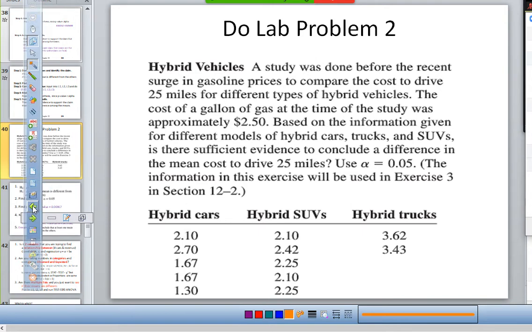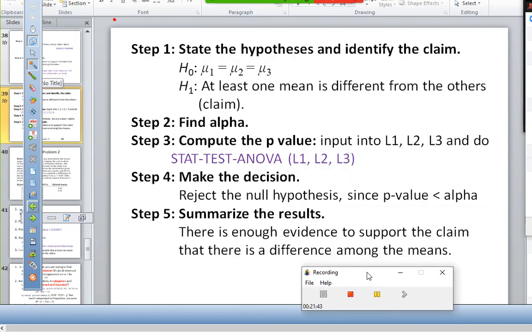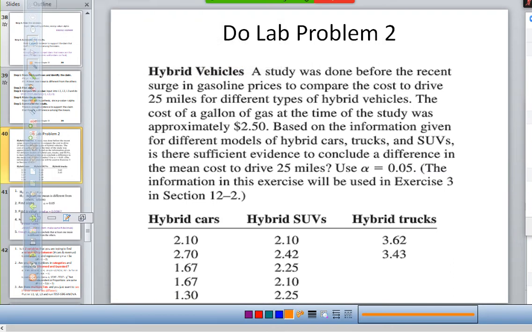1, 2, 3, 4, 5. So hopefully you've taken a picture by now. There's the results from last time.